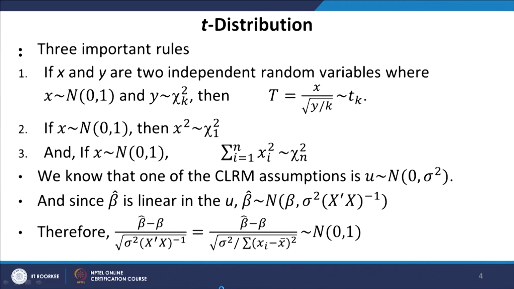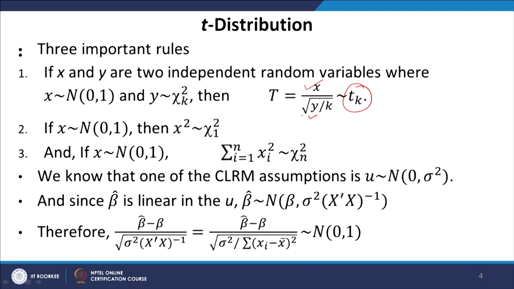First of all, we talk about the t-distribution. There are three important rules which we need to remember in order to understand how the t ratios are formed. If x and y are two independent random variables, where x is a standard normal variable, so it follows a normal distribution with 0 mean and variance 1, and y follows a chi-square distribution with k degrees of freedom, then x divided by root over y by k follows a t distribution with k degrees of freedom. So, this is our t ratio, which is obtained as a ratio of a standard normal variable and a chi-square variable divided by k, and the entire thing under root.